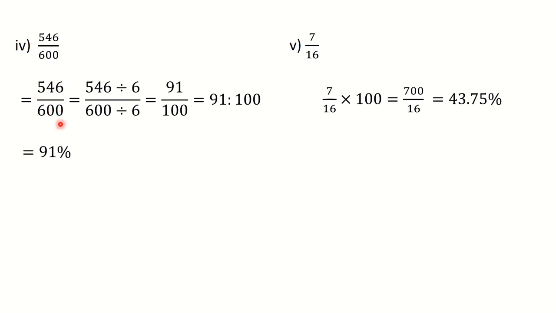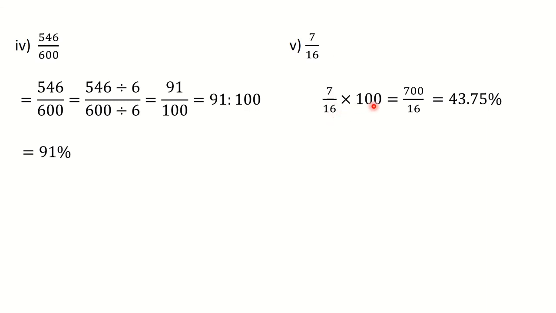Next one, question number 4, which I have solved by the first method. 546 upon 600. This 600, if I want to convert into 100, I need to divide by 6. So I have divided both the places by 6. And so the answer is 91 upon 100, that is 91%.